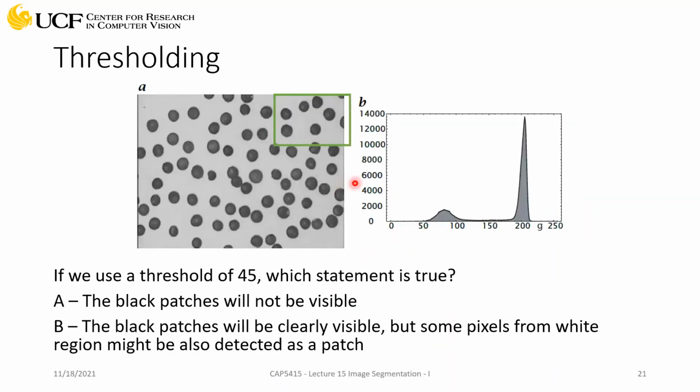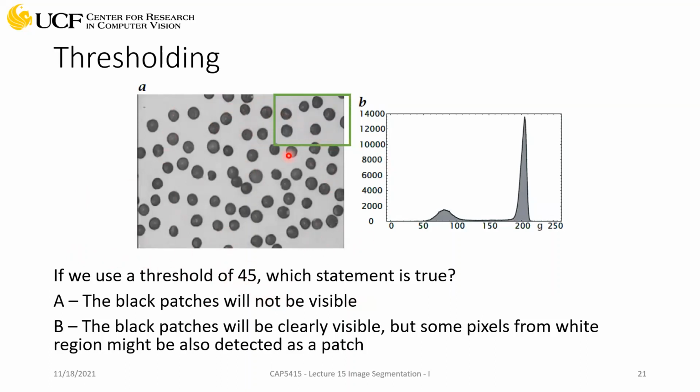Now, again, let's consider the same image. We are interested in this particular patch. And for this patch, this is the histogram. It's exactly the same which we saw in the previous slide. All right. Now the question is, if we are going to use a threshold of 45, which of these two statements will be true? The first statement is the black patches will not be visible. So these are the black patches. This is saying that if you use this threshold, then you will not see any of these black patches.